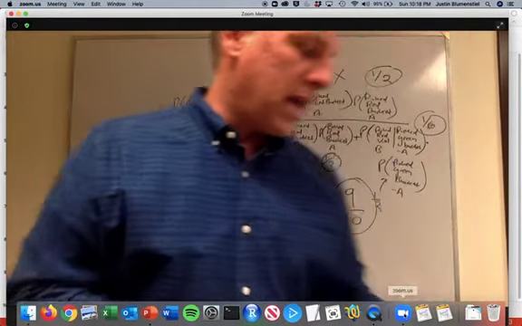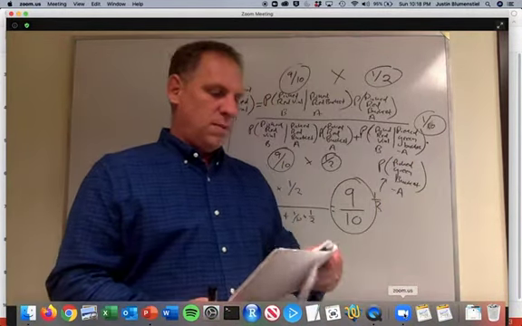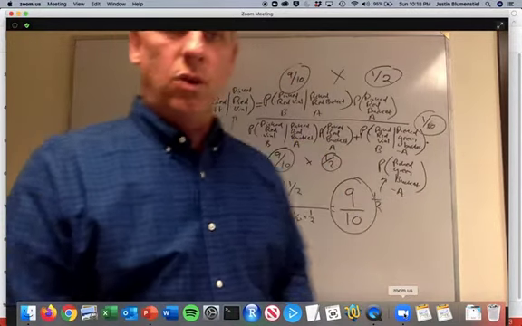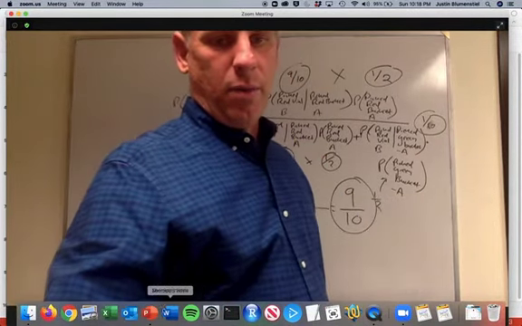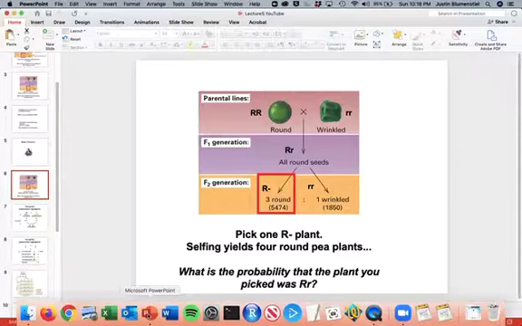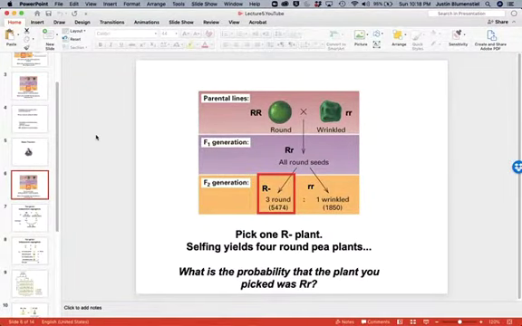Okay, so now we're going to actually walk through this as an example with some peas. I'm going to go back to the PowerPoint here, and then we'll walk through and actually do some genetics. In this question, we asked before, you picked one of those round plants and you yielded 4 pea plants. What is the probability that you in fact picked the big R little r genotype? So you want to use Bayes' rule for that.